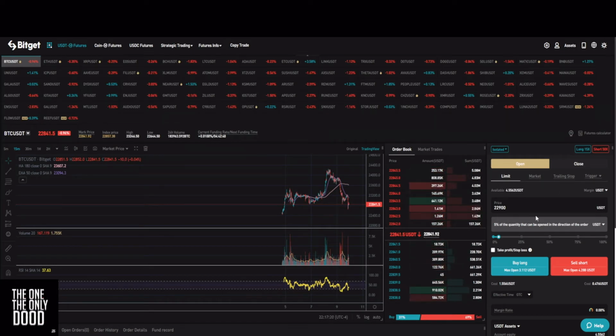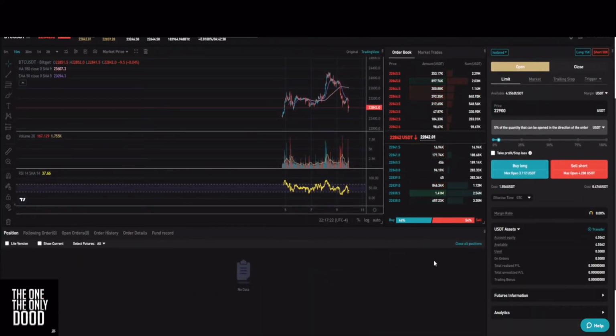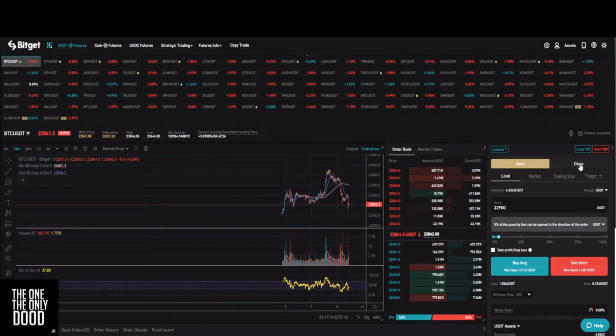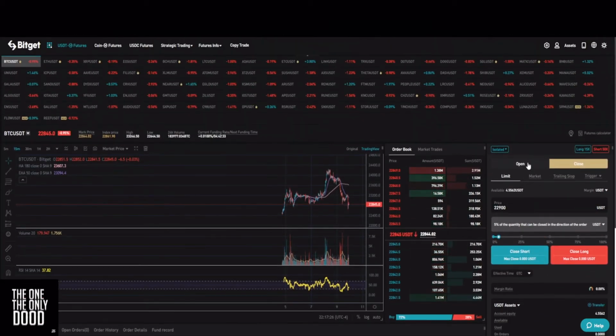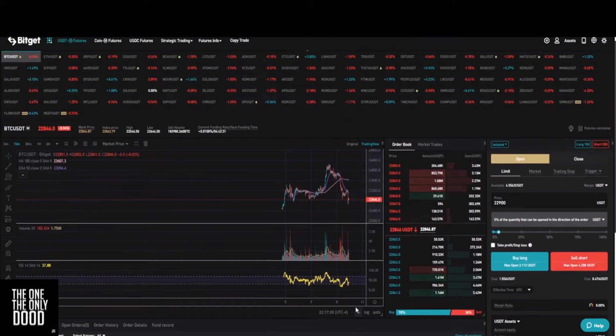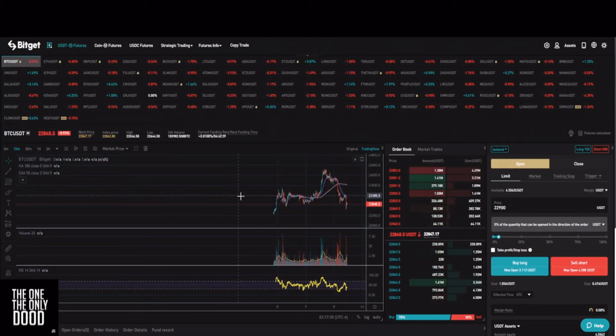Over here, basically we close the trade from here, right? We click flash close, but there's a way that you can close it from here as well. But yeah, so that's that. So we basically went over Bitget.